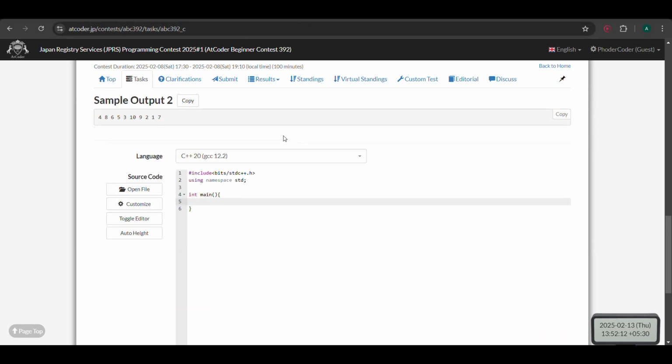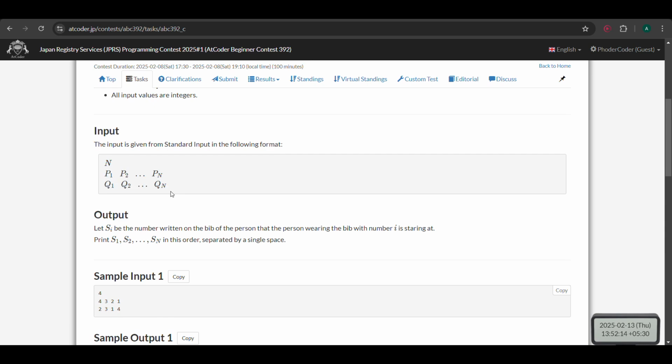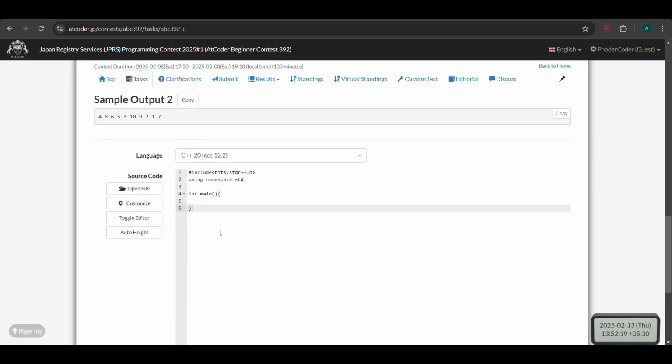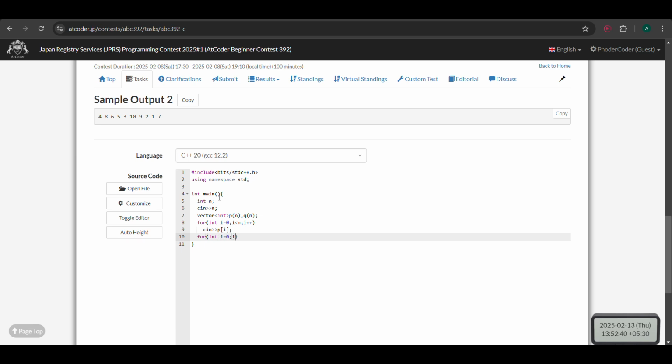Alright, so let's do the C++ code for this. Please read the input format very carefully. First we have to input n, then there is the vector p and the vector q. So first we will input the variable n, cin n, then we will make two vectors. The first vector is p of size n and the second is q of size n. First we will input p: i less than n, i plus plus, cin p of i, and the same for the q vector. So two vectors are getting inputted.